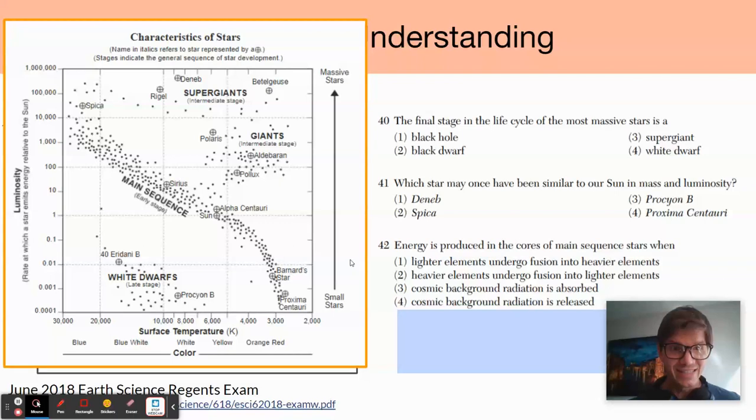So if we look at this diagram here, our sun is here. It's going to move up in this HR diagram in its intermediate stages billions of years from now as the giants. And then eventually in its later stages of its evolution, it's going to turn into a white dwarf down here. So we're just going to find which one of these choices would be either of these. And it appears that Procyon B is the best answer for that one.